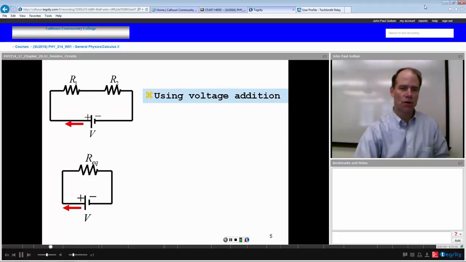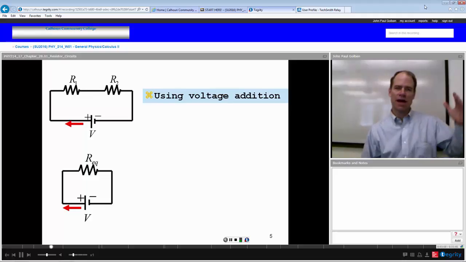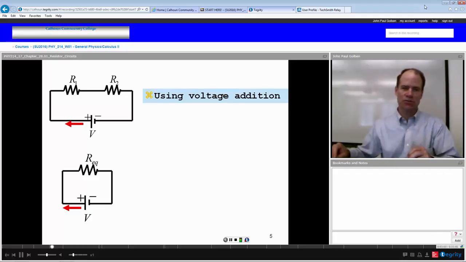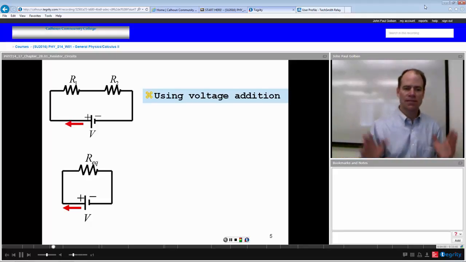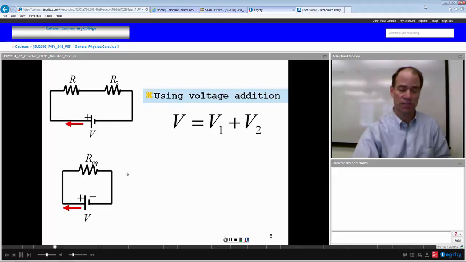If we use voltage addition, as we go down a voltage drop across resistor 1 and then a voltage drop across resistor 2, we will do the full potential hill provided by the battery. Hence, that would be the same potential as it is across our equivalent circuit, our equivalent resistance. So we could say that the voltage of the battery V is equal to V1 plus V2.